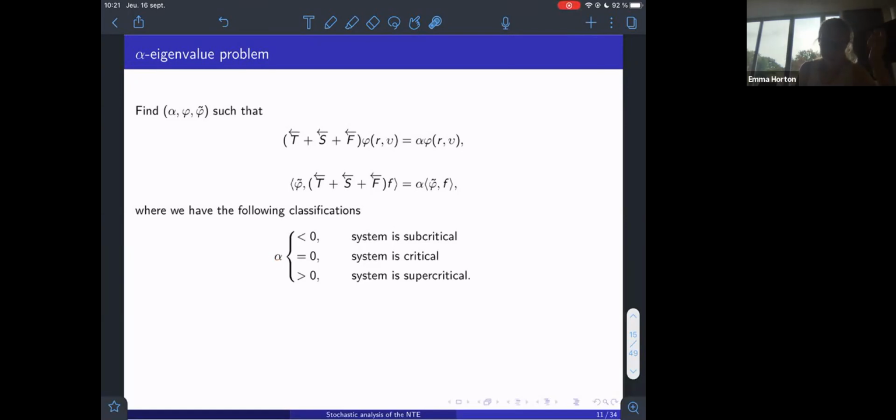And so we have these 3 classifications, like in branching processes, that say if alpha is negative, my system is subcritical, so eventually it will die out. If it's strictly positive, the system is supercritical, so we have an exponential growth of the number of particles. And if alpha is equal to 0, the system's critical. So there's this balance between neutron production and neutron absorption.